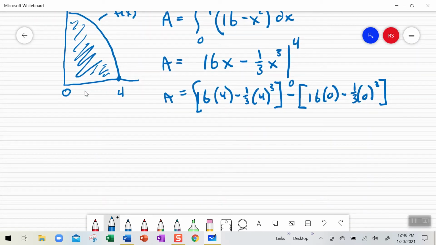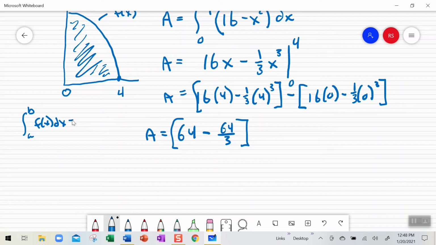Alrighty, so what does this all end up being here? So area is equal to, well, 16 times 4 is 64, minus 4 cubed, which is 4 times 4 is 16 times 4 is 64, so this is 64 thirds. That's my F of b. And when I say F of b, remember that when you're evaluating an integral, you use the fundamental theorem of calculus, which is F of b, the antiderivative at b, minus the antiderivative at a. And then this is all just 0.